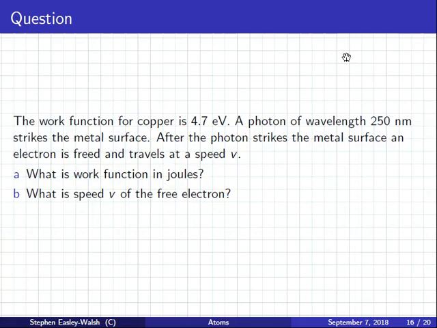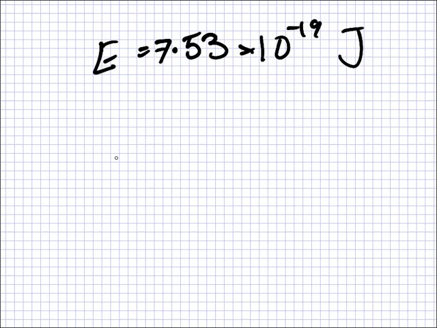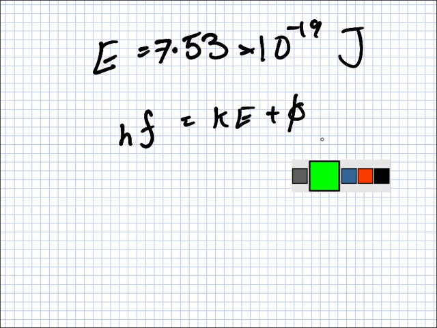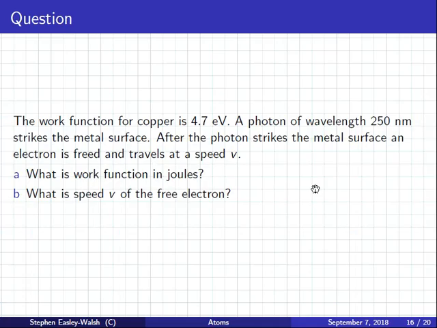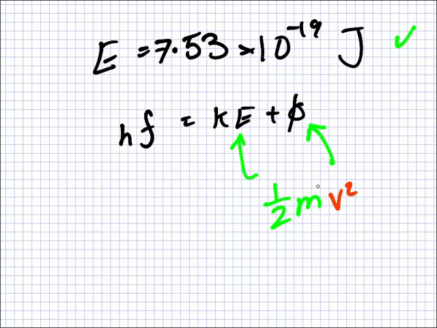What is this V of the free electron? So if we use our formula, what was our formula? HF equals KE plus the work function, isn't it? Now, do we know the work function? We do. There it is there. Do we know the kinetic energy? We can. It's a half M V squared, and we're looking for the V squared. And the M is the mass of an electron.